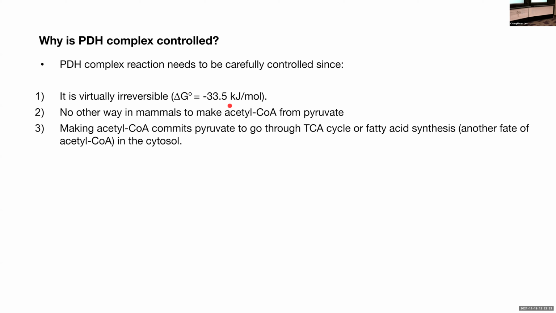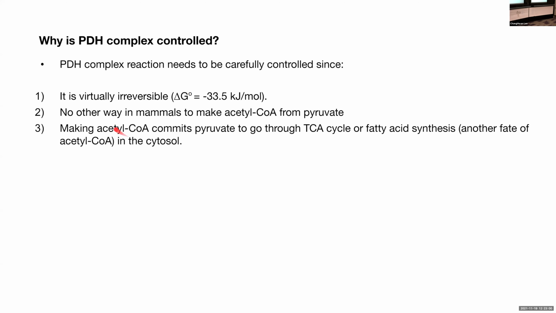So it's energetically favorable, meaning that whenever there is pyruvate, it'll try to just process it further. So there's got to be a way to control that flow. And besides, there's no other way in mammals to make this acetyl-CoA from pyruvate. So this is the only channel to generate acetyl-CoA for the TCA cycle. So again, it has to be carefully regulated.